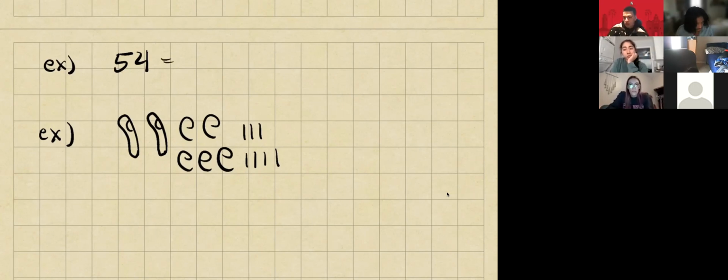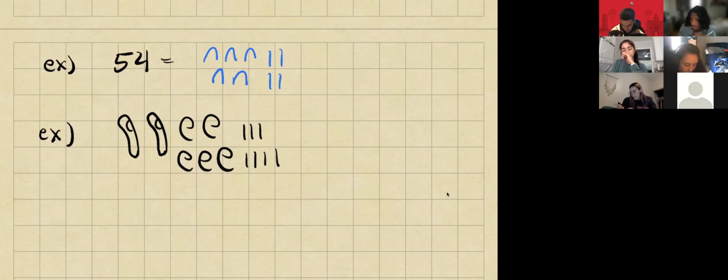Okay, so 54, what would that be? That'd be 5 of the ox straps and then 4 of the bars. 5 ox straps and 4 rods, right? Yeah. Good. Okay. And what does this number represent down here? Did anyone get it in the chat? We have 20,507. Good.